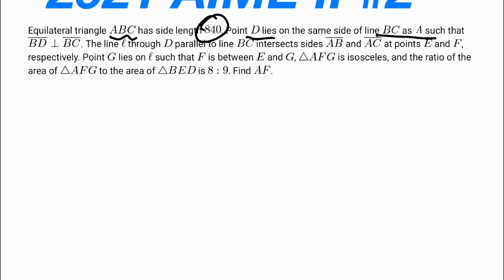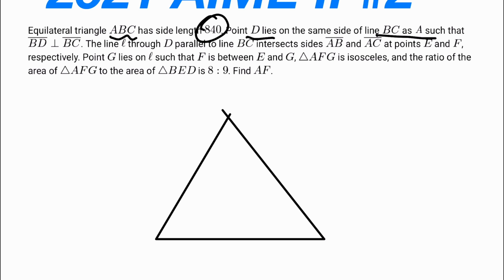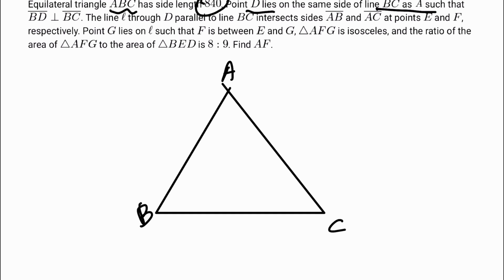Okay, let's try to draw a diagram first. So let's say we have an equilateral triangle ABC. So let's say that's A, that's B, that's C. Point D lies on the same side of line BC as A. So let's say that's B, that's D, and BD is perpendicular to BC.